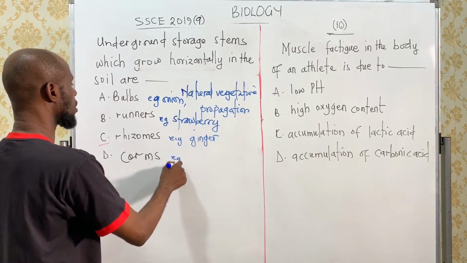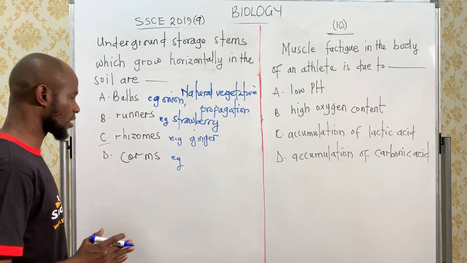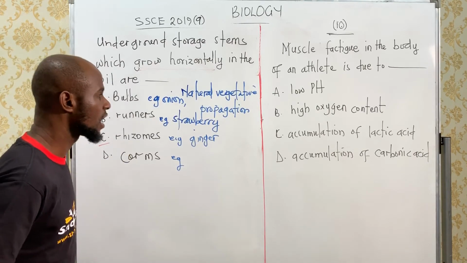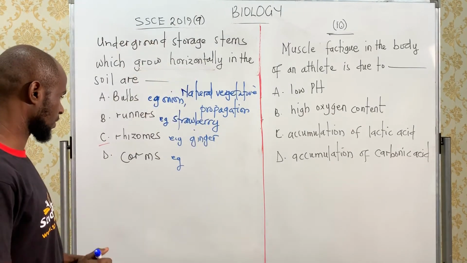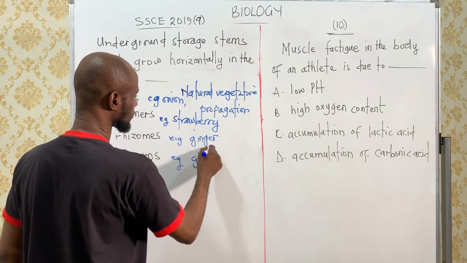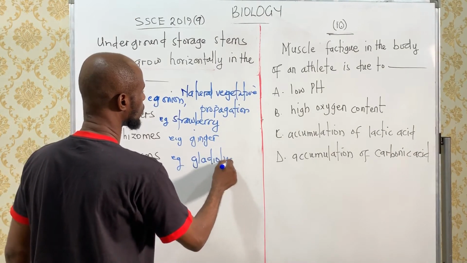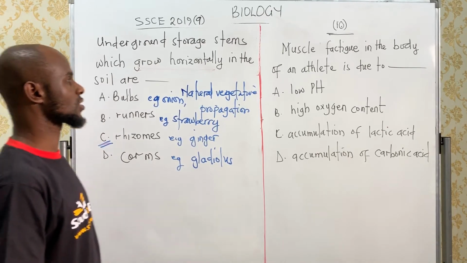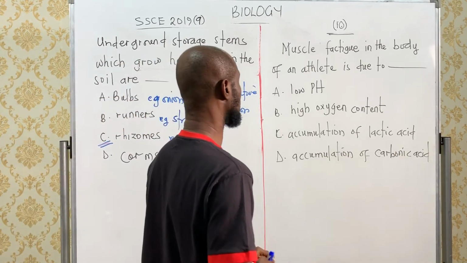Then corm. Corms are also underground stem that grow vertically up the soil. The example of corm is the gladiolus. So the answer is rhizome. So let's go to the next question, number 10.